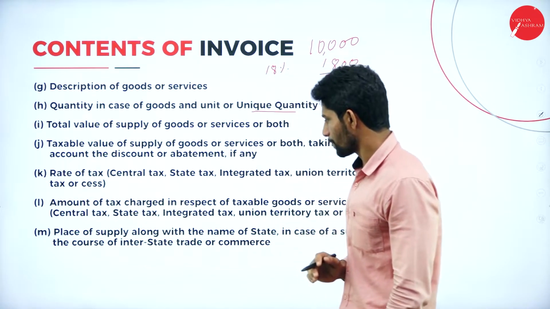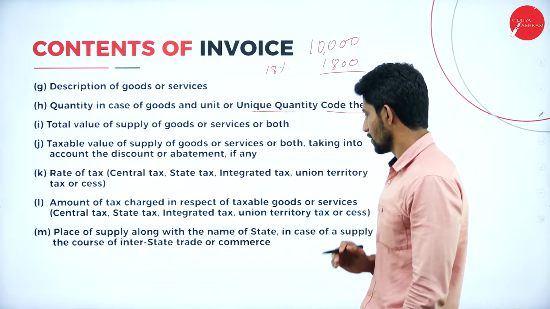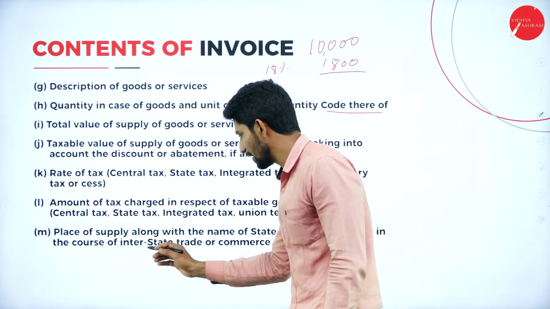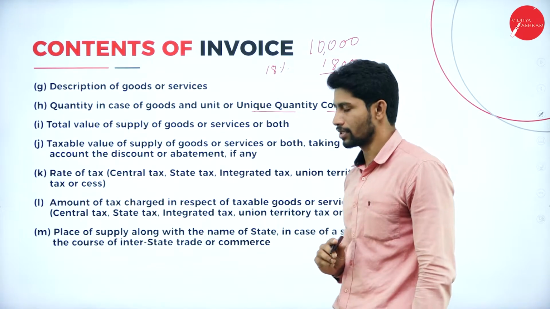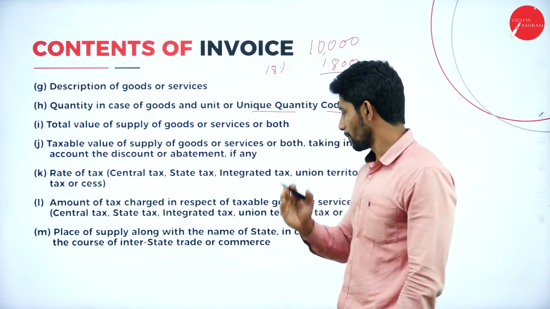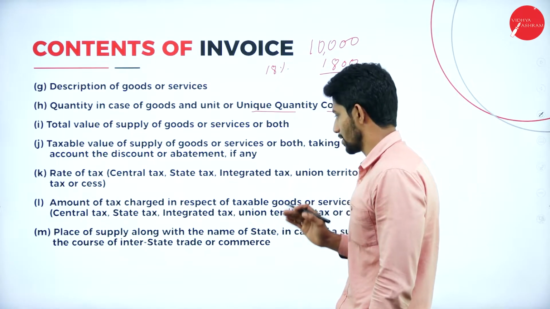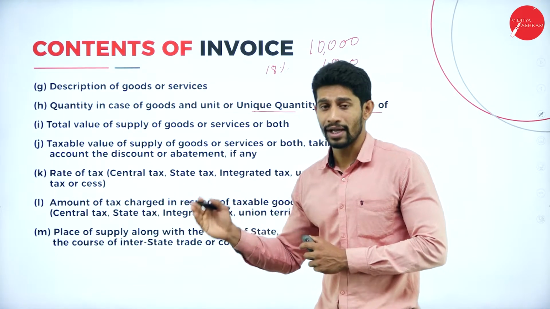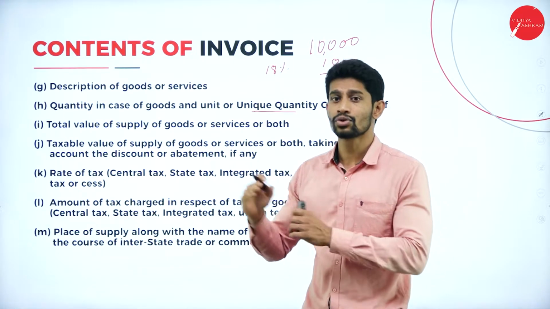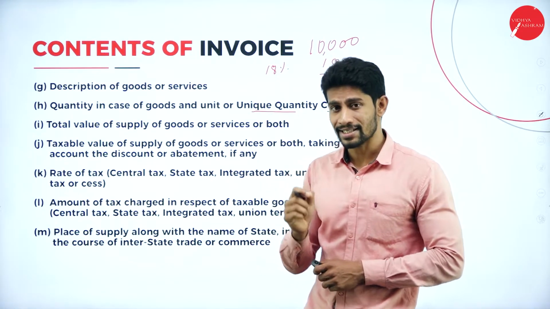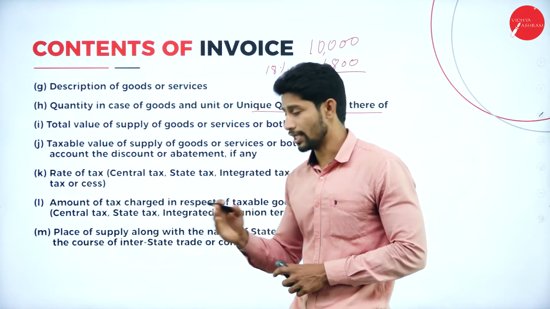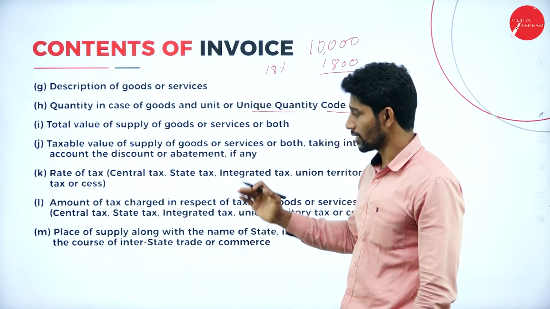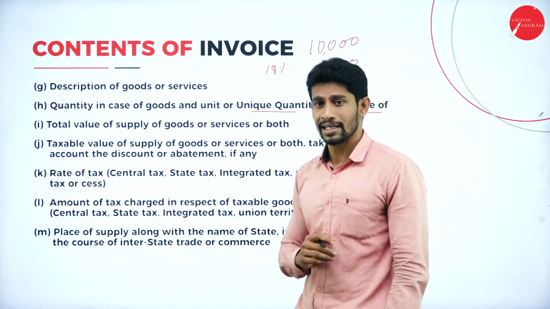Next, place of supply along with the name of state in case of supply in the course of interstate trade or commerce. So from where he is supplying the goods and to where he is supplying. From where to where. In case the transaction is happening between 2 states, interstate, this information will be given.